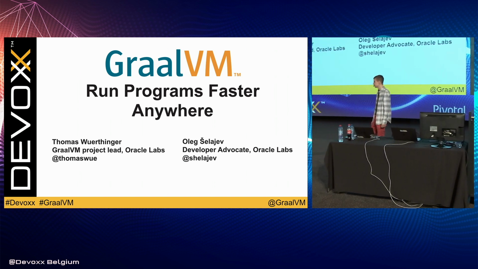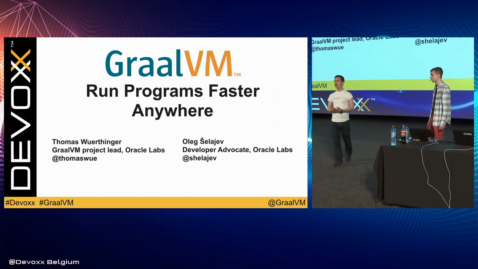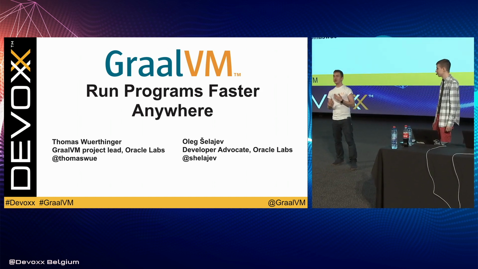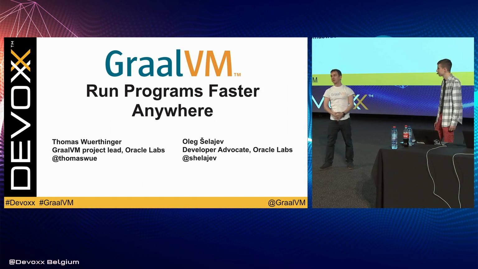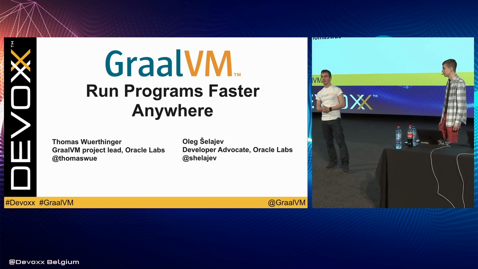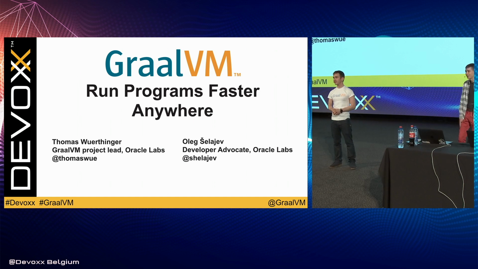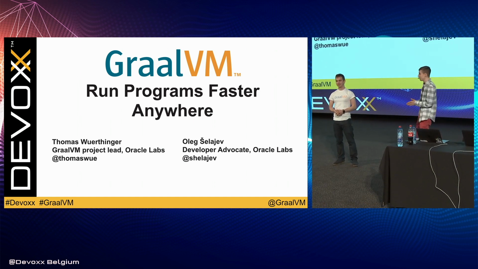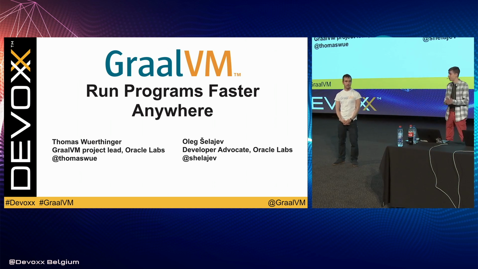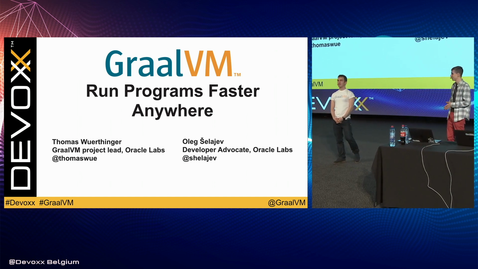We're gonna have a marvelous session here about GraalVM, how to run programs faster anywhere. And today with you, this is Thomas Wuerthinger, a researcher at Oracle Labs and the lead for the project GraalVM. Thanks, Oleg. And yeah, so this is Oleg. He's a former Java champion and now the lead developer advocate for GraalVM. And yeah, we'll bring you through the session. We have a couple slides, but more importantly, we have a lot of demos, a lot of risky live demos. So we'll see how it goes.